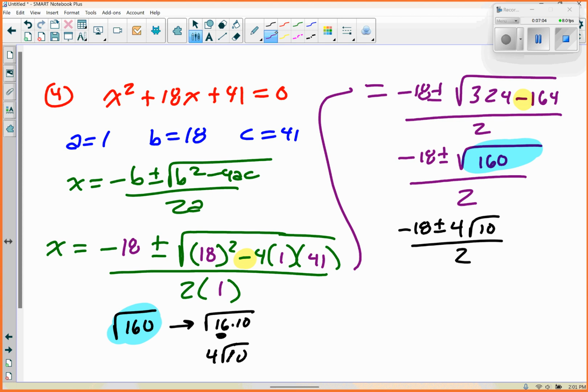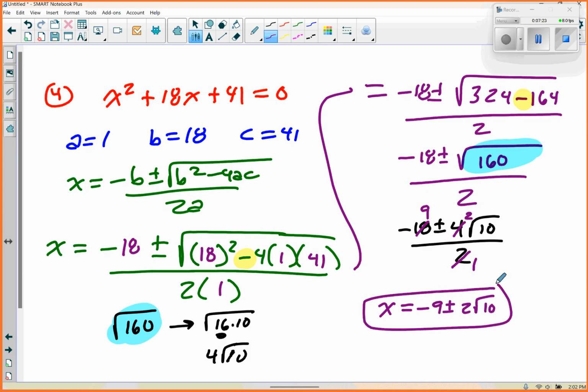So you have to think, okay, does 2 go into itself? Does 2 go into 4? And does 2 go into 18? It does. 2 goes into itself once, goes in there twice, goes in there 9 times. So my answer is x equals -9 plus or minus 2 square root 10. And friends, how many answers is that? It's 2. It's -9 plus 2 root 10 and -9 minus 2 root 10.